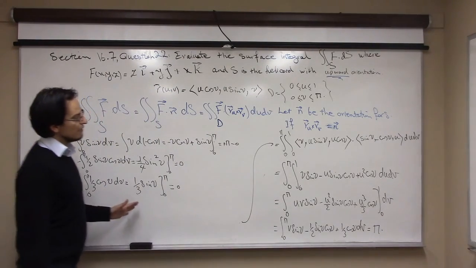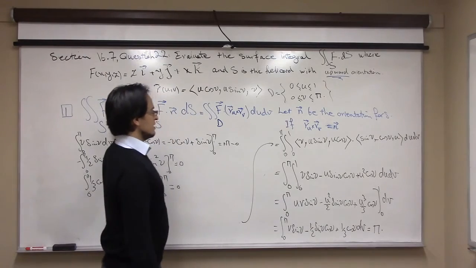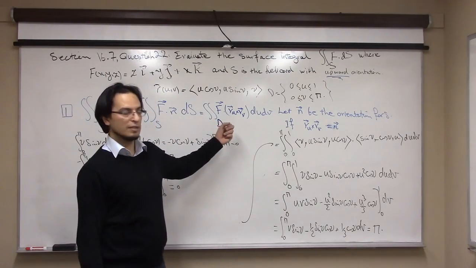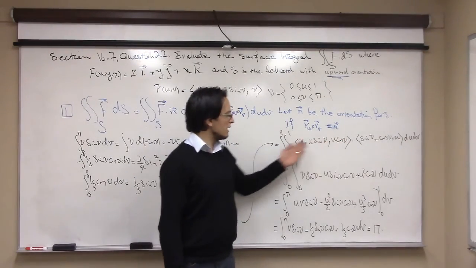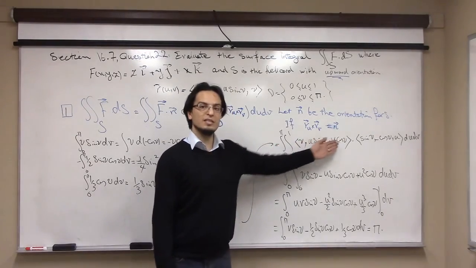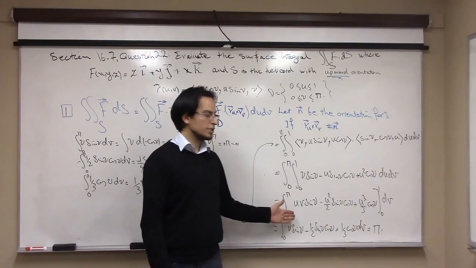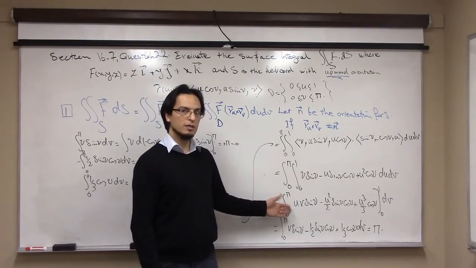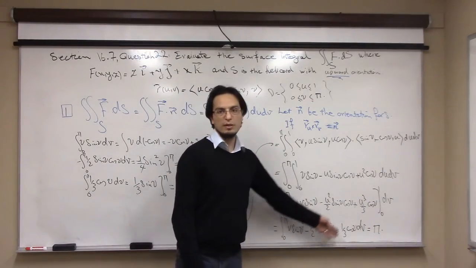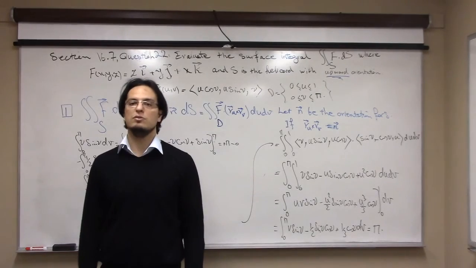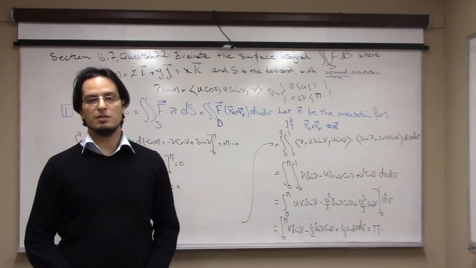We did that, and we turned our surface integral of a vector field into an iterated integral of just a regular function. Find the inner one, find the outer one, and that's the value of this surface integral.